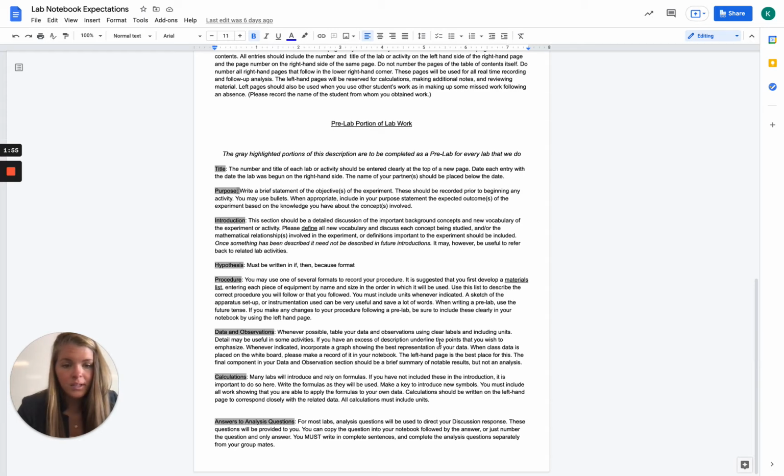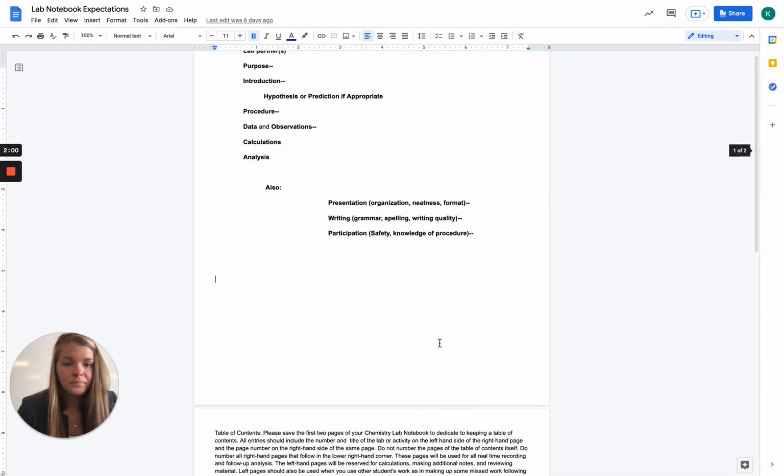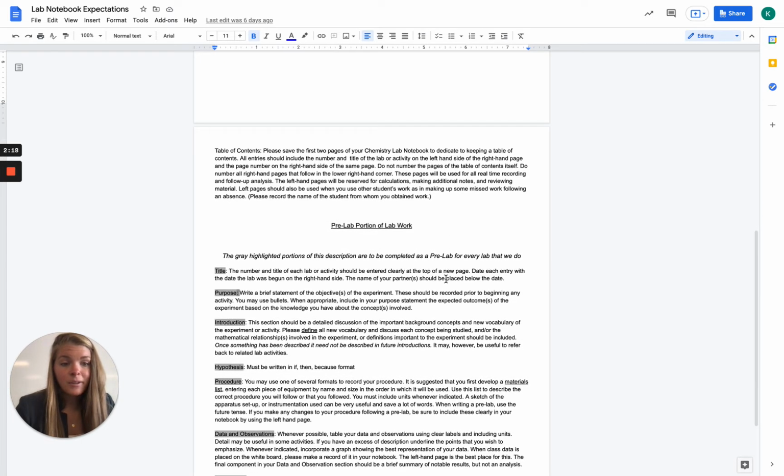As we go through this, I'm going to explain what I expect of each thing and then show you some examples. If we go down to the second page, to start with the table of contents, just make sure you save the first 2 pages of your chemistry notebook for the table of contents. I'll show you what your table of contents will look like. This outlines it specifically though. In addition to having a table of contents, please number every single one of the pages in your lab notebook. It is up to you whether you want to use front and back of each page or just the front of each page, but make sure you're numbering every page that you plan on writing on.